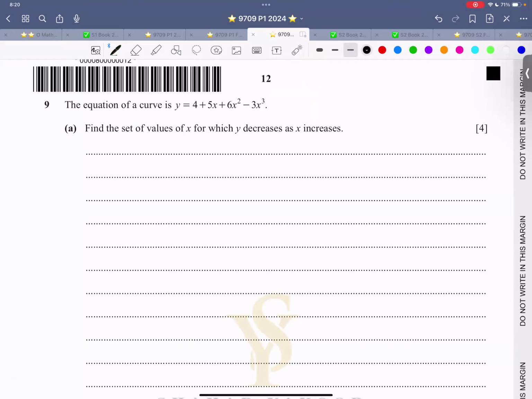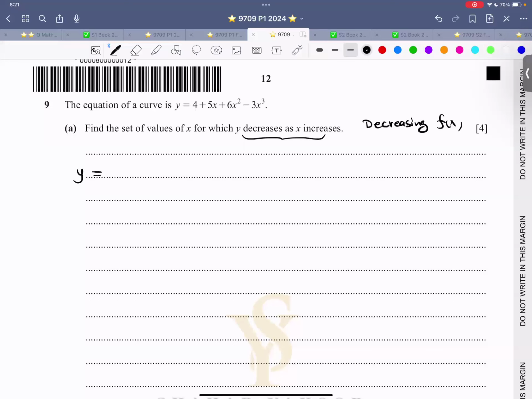The equation of the curve is this. Question number 9. What does it say? It says, find the set of values for which y decreases as x increases. Y decreases as x increases. That means this is a decreasing function. Got the idea? So now, very simple.